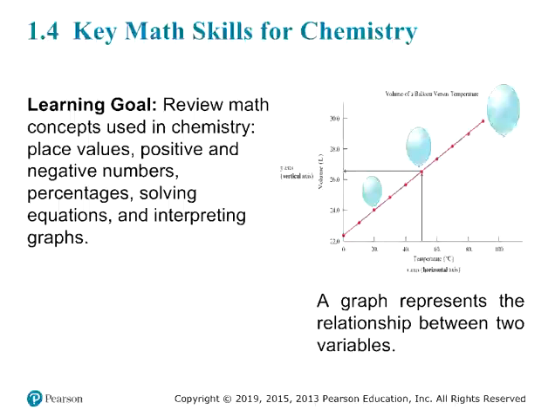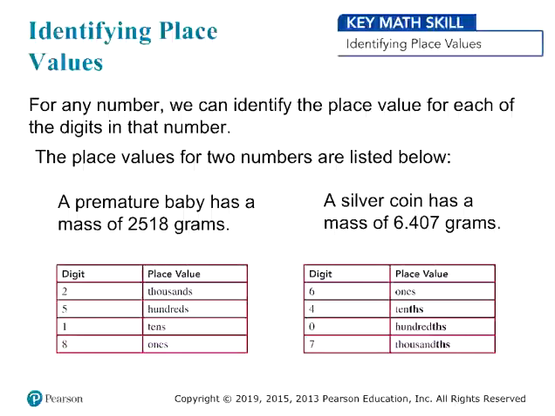All right, so today we're going to review some math concepts. So we'll go over place values, positive and negative numbers, percentages, solving equations, and interpreting graphs. So first, let's talk about place values. So for any number, we can identify the place value for each of the digits in that number.